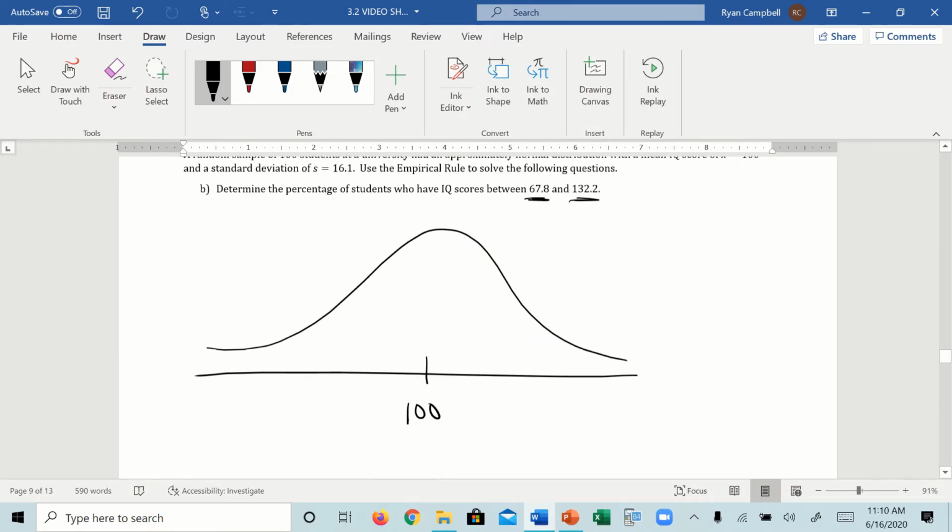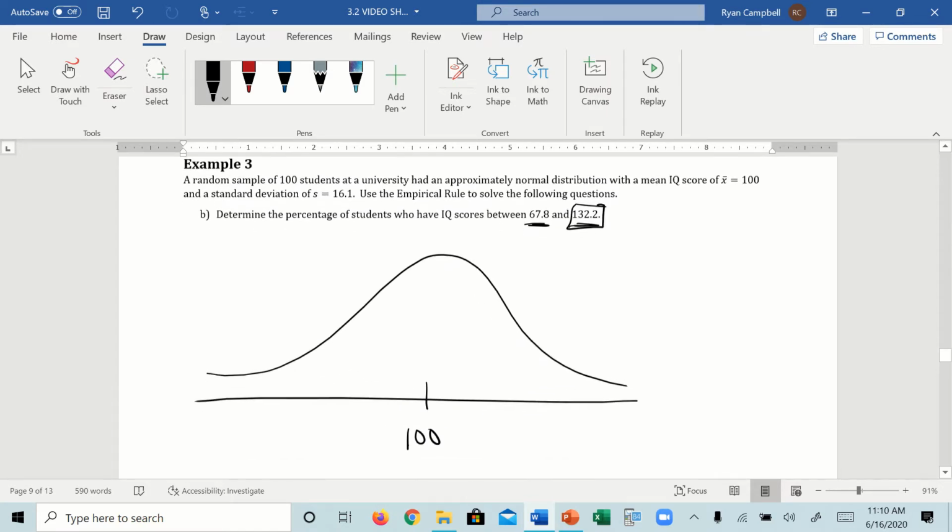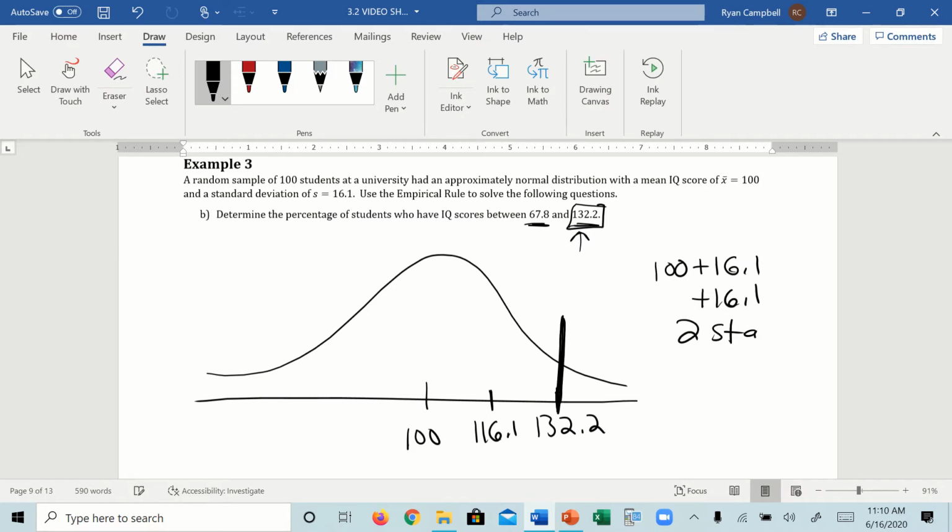So let's just figure it out. Let's look at the first number, 132.2. Is that one standard deviation above? If we add one standard deviation to 100, we should get 116.1. Is that what we wanted? Nope. So let's add another standard deviation. If we add another standard deviation, we get 132.2. Is that what we wanted? Yeah. So we see that we are 2 standard deviations above.